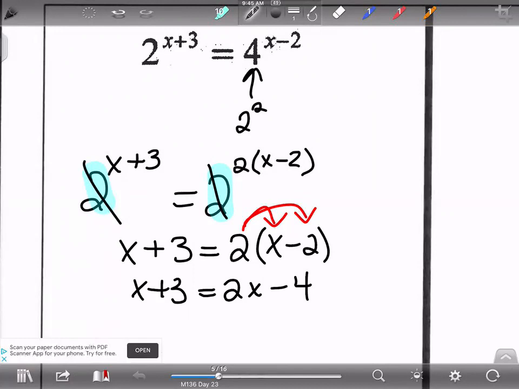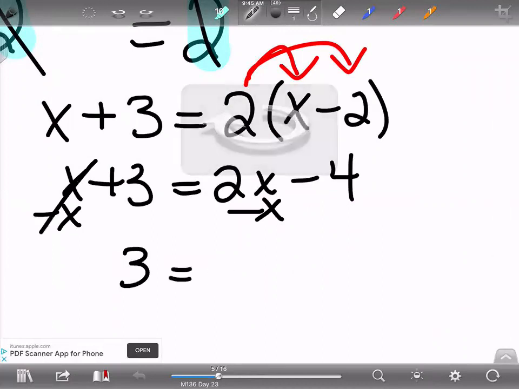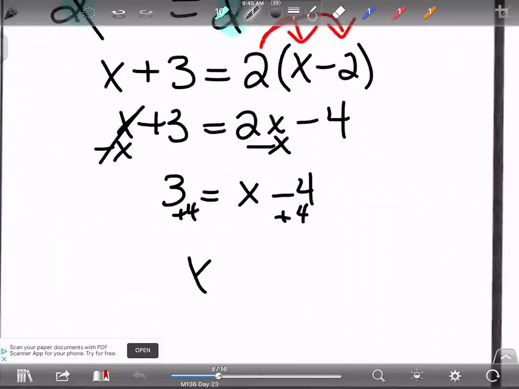Now I want to get x by itself, so I would subtract x from both sides. That's going to give me 3 equals x minus 4. I'm going to add 4 to both sides. And that's going to give me an answer of x equals 7.